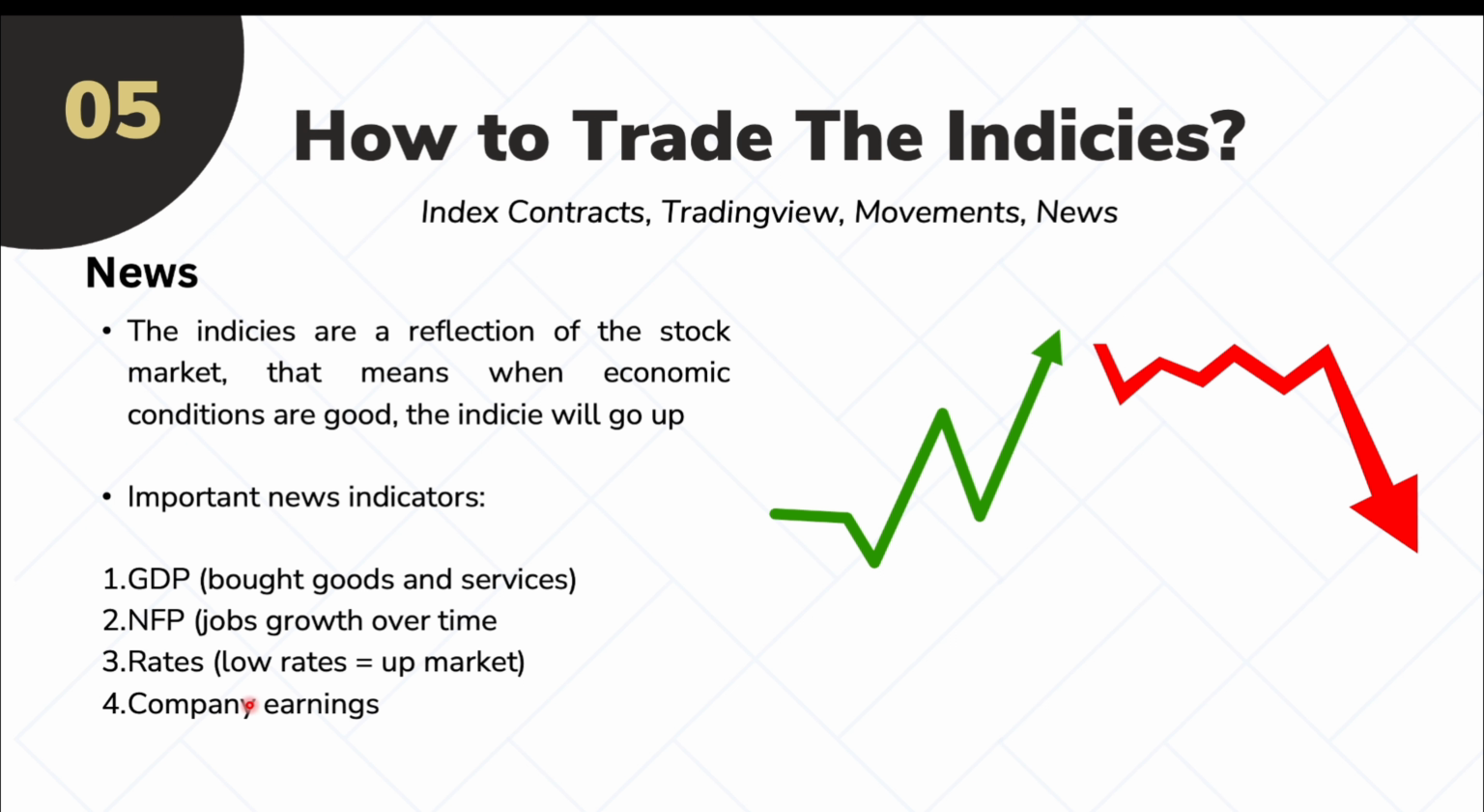And important are company earnings. So for example, when Nvidia has amazing earnings, they made a lot of profits, made lots of money, you will see that it has a positive impact on a specific index. Nvidia is a tech stock, so the Nasdaq will most likely go up.